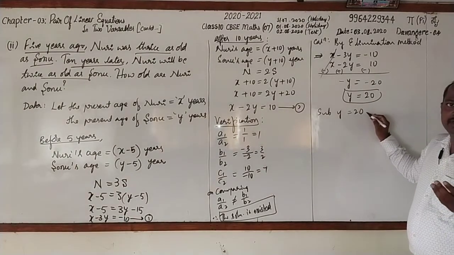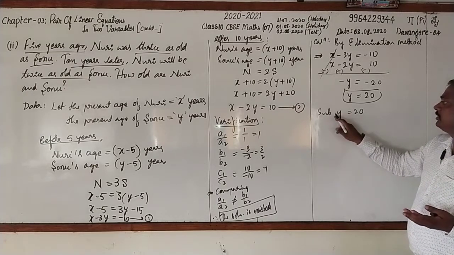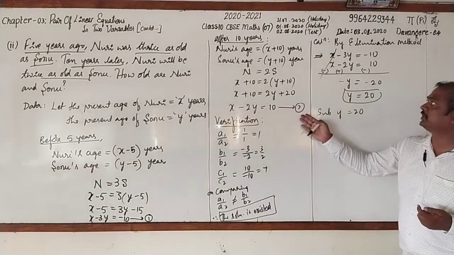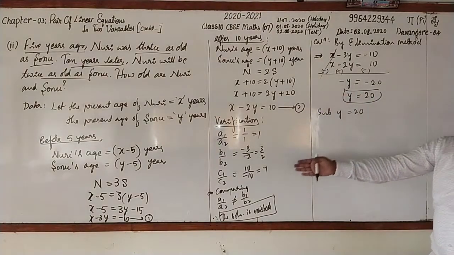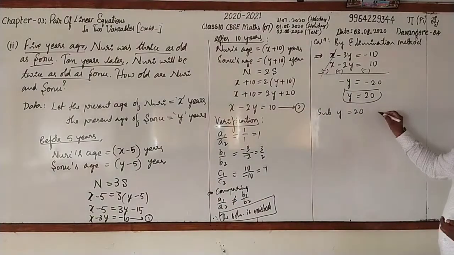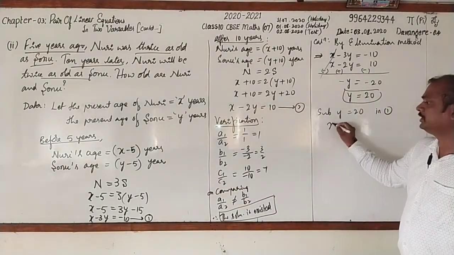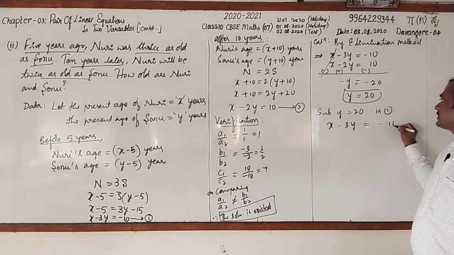Let us find out x. To find out x, we have to substitute the y value in any one of the two equations. Here we have two equations. I go for taking the first equation. What is the first equation? It is x minus 3y equal to minus 10.